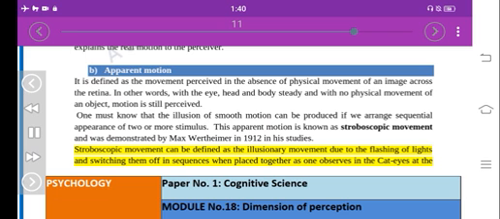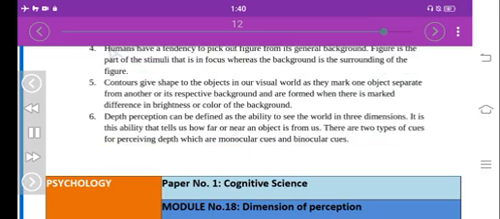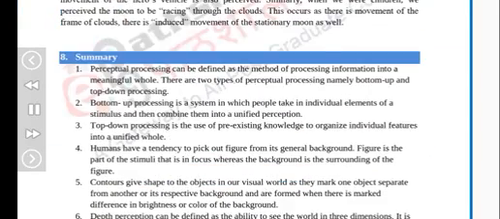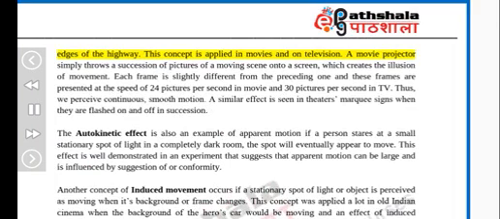Stroboscopic movement can be defined as the illusionary movement due to the flashing of lights and switching them off in sequence when placed together, as one observes in the cat eyes at the edges of the highway. This concept is applied in movies and on television.